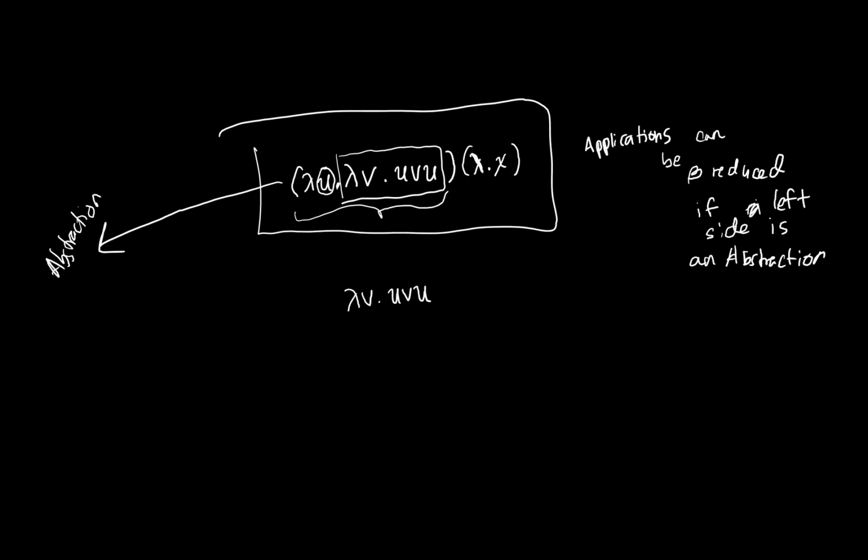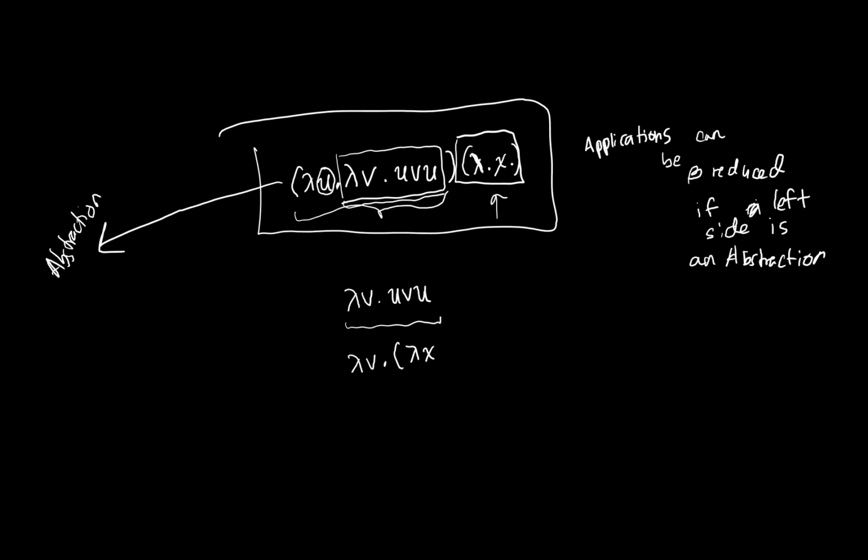And what you do is that you replace all instances of u in the body with the expression that you find in the right side. Meaning, every possible u that you can find in this body right here will be replaced with, again, the right-hand side of the application in this context, which is the lambda x dot x. So replacing all u's, you're going to get lambda v dot lambda x.